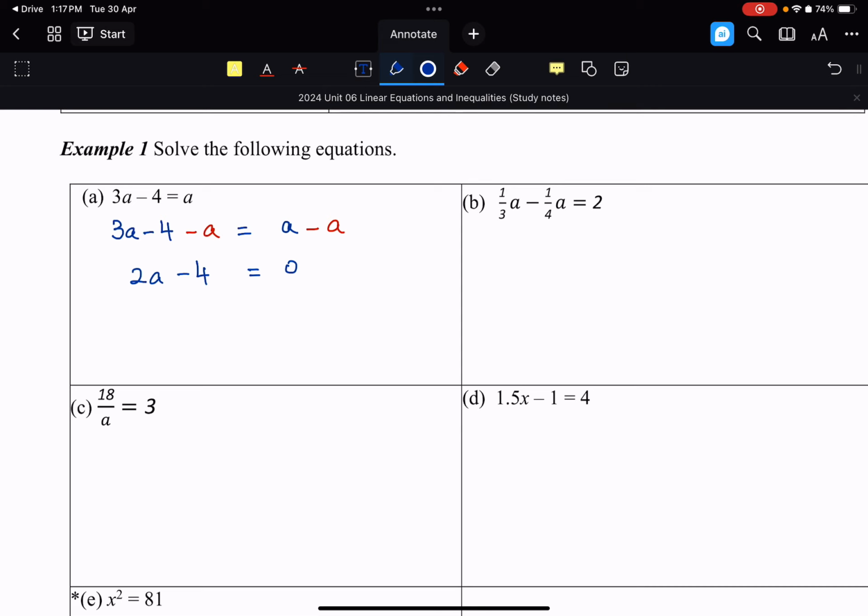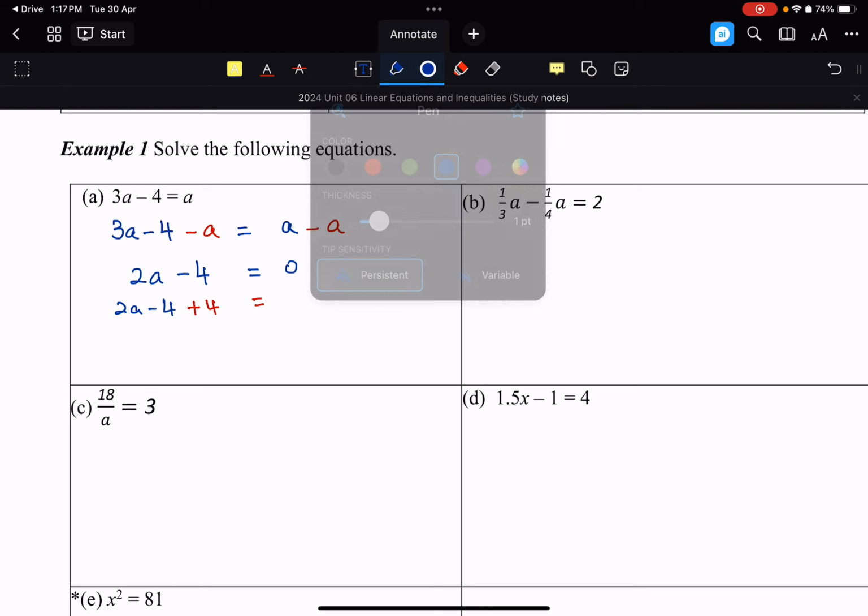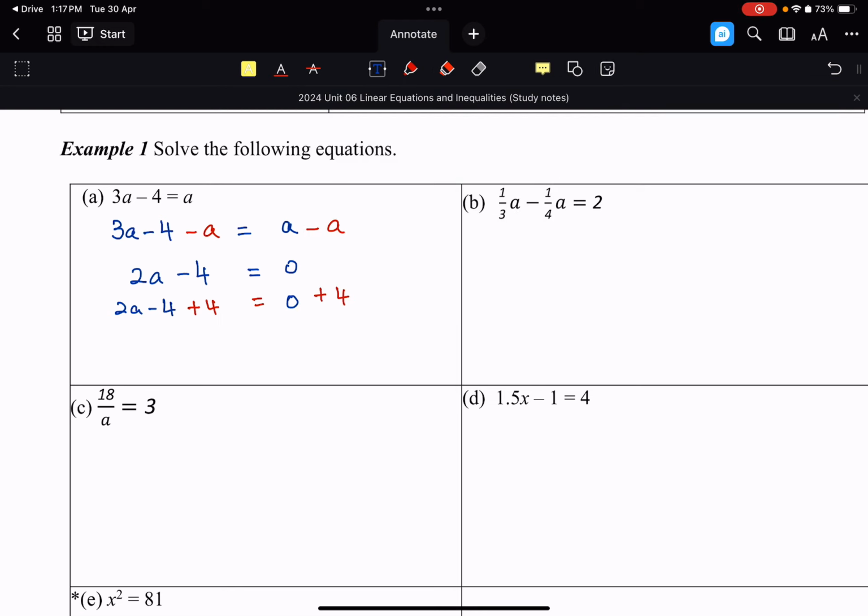I'm going to repeat the process this time with the 4. So I have 2a minus 4, but this time I'm going to remove the negative 4, and the way to do it is to add 4. On the right hand side, the same thing happens: I have 0 and I'm going to add 4. The result will be 2a equals 4. Therefore, a equals 2, because 2 times 2 gives me 4. So that's the basic idea behind solving algebraic linear equations.